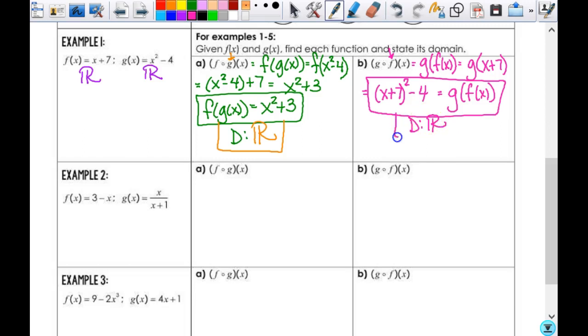And again, if they start off both being all real numbers, every time for the composition, it'll be all real numbers. Okay, we'll look at some where it's not going to work all that way. But okay, we all good so far?